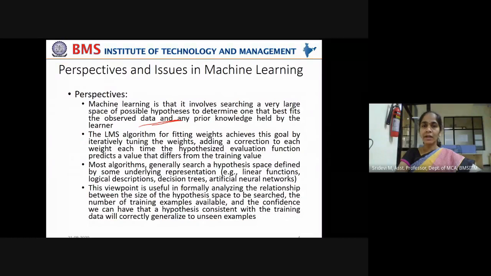So let us go through this first point. Machine learning involves searching a very large space. What is this very large space? I think by this time you should have understood what is this search space or learning from a large space of possible hypotheses. Now again, let us go back to our chess playing game.